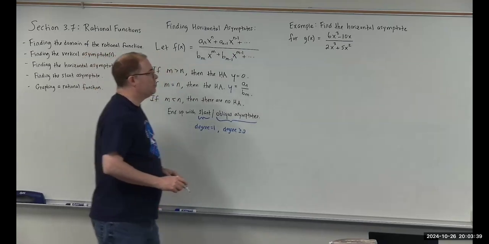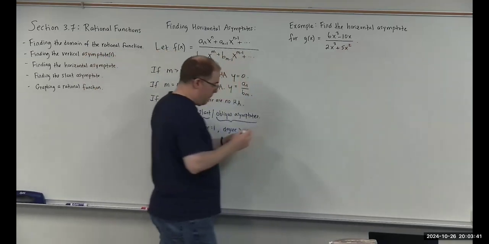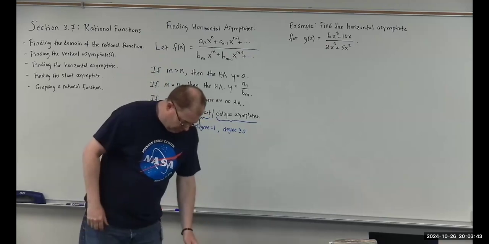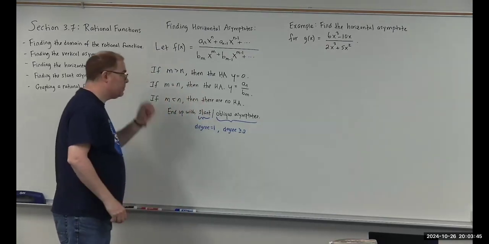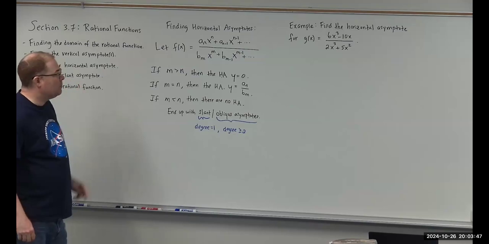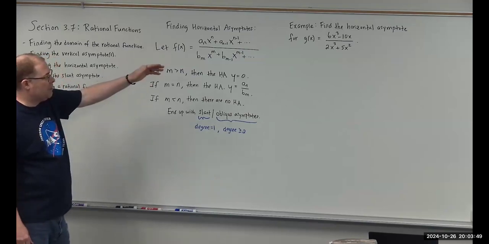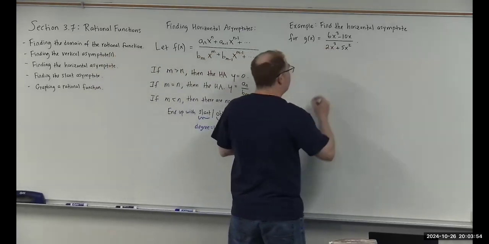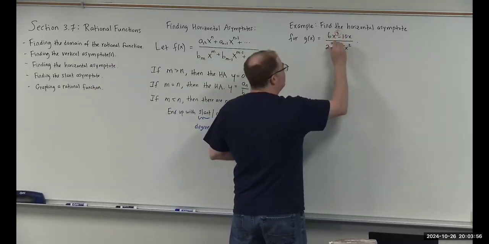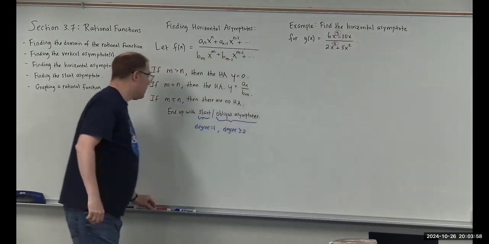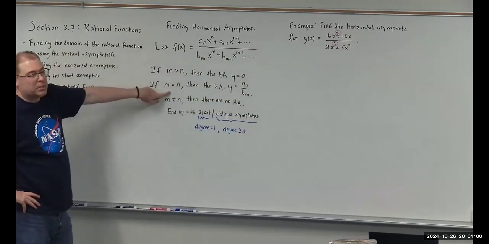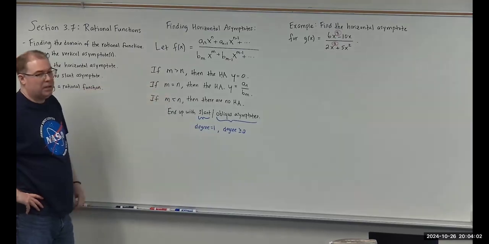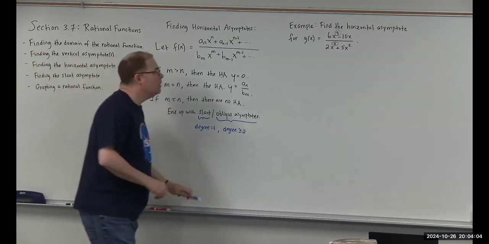Okay, let's look at the first one. Notice that the degree on the top is equal to the degree on the bottom. We have degree three here, and degree three here. So that tells us that the horizontal asymptote is going to be 6/2, which is 3.